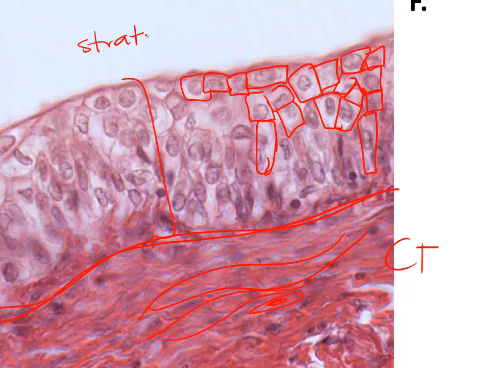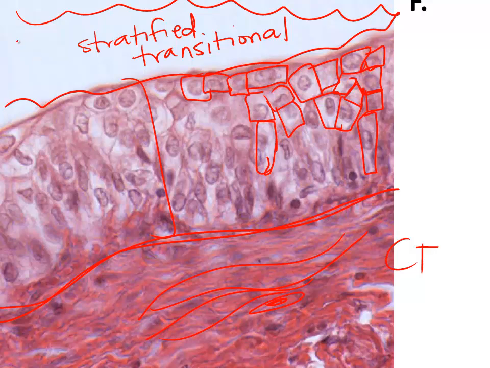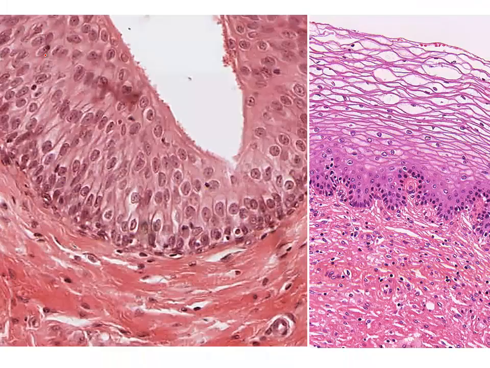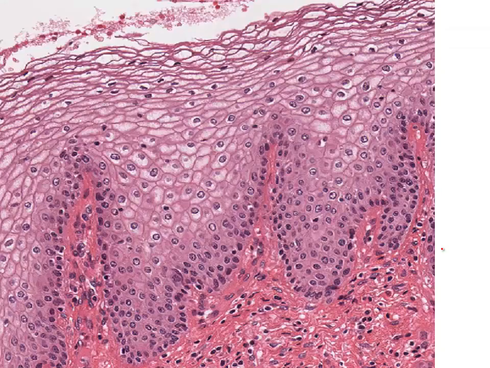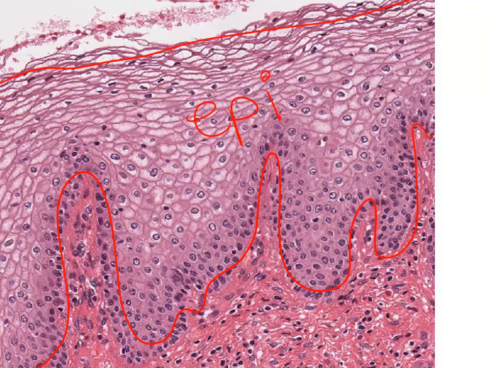A lot of textbooks will just call this transitional, and they'll leave out the stratified, but since we're beginners, it's always good to always say whether it's stratified or simple, and then its shape, squamous, columnar, or cuboidal. This is just a comparison of stratified squamous and stratified transitional so that you can see the difference there. Again, it's always tough sometimes to make out where the connective tissue ends and where the epithelium starts, but as you look at these, hopefully you can start to see the transition and the difference.